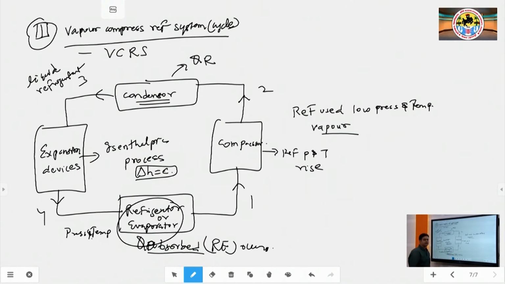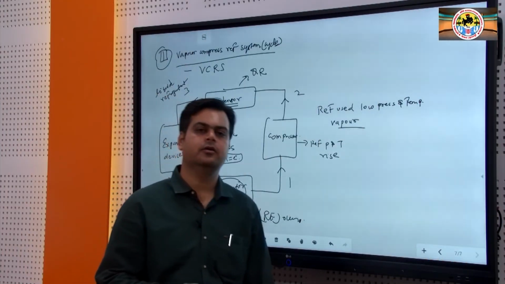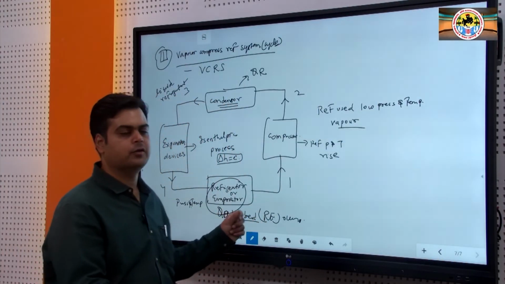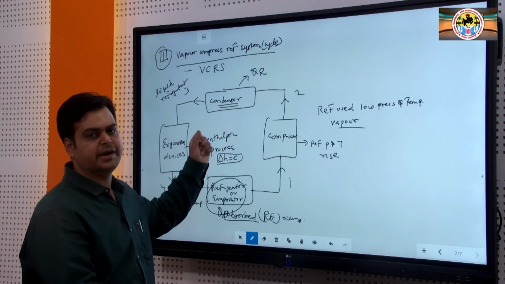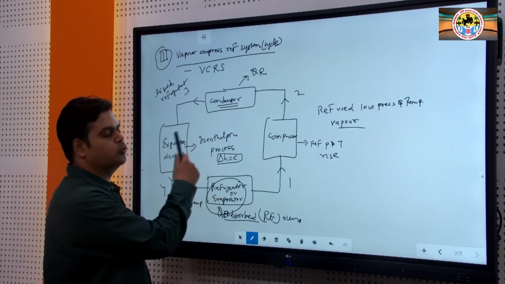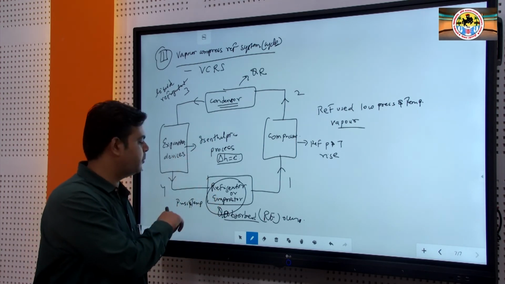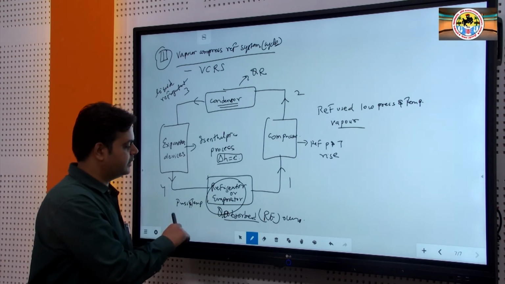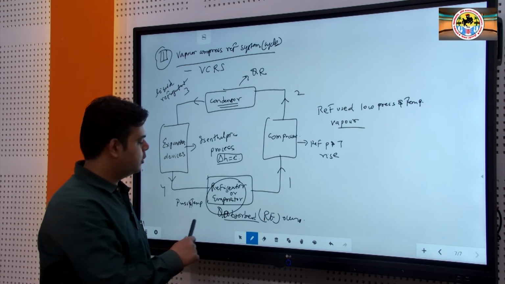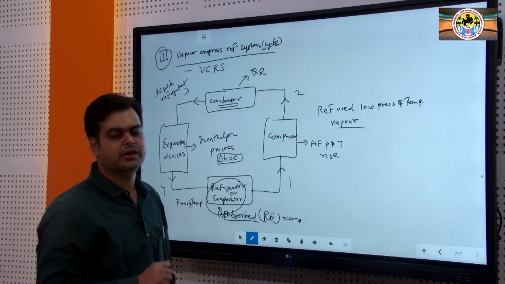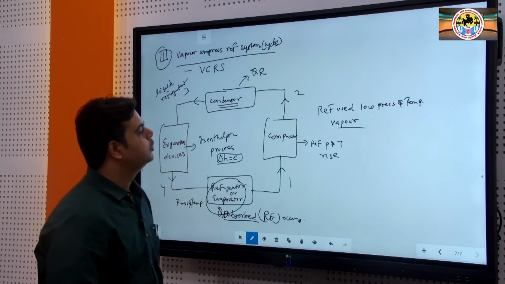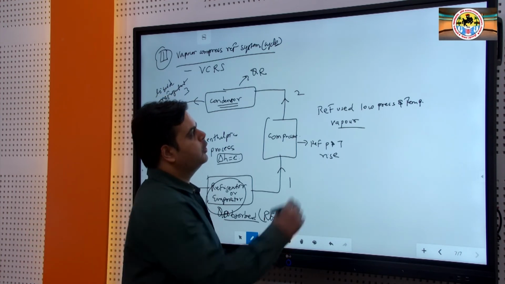So, in this cycle, the refrigerant at low pressure and temperature starts from the compressor, goes to the condenser where it is condensed, goes to the expansion device where the isenthalpic process will occur, and after that it goes to the refrigerator or evaporator, where the refrigeration effect will occur. So, how to find the COP of this cycle?